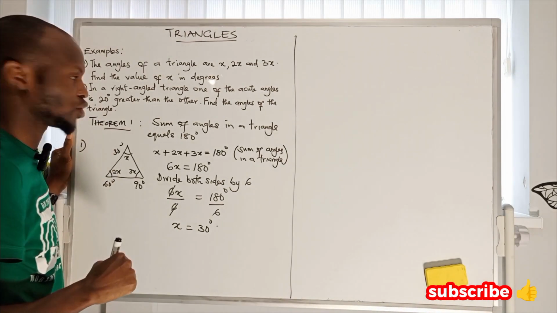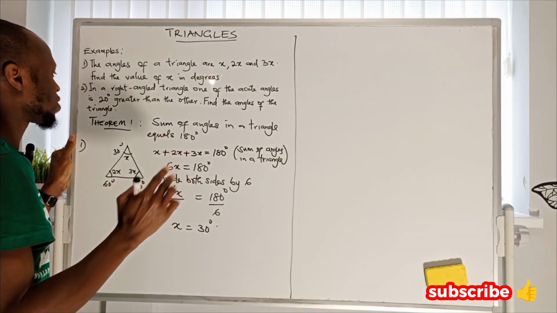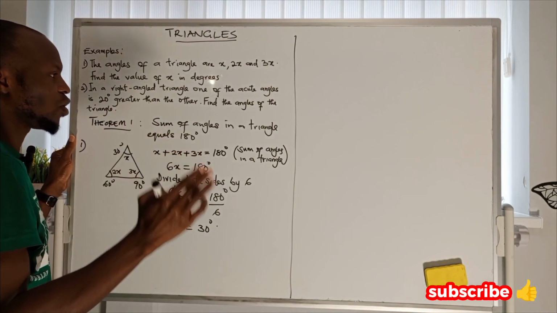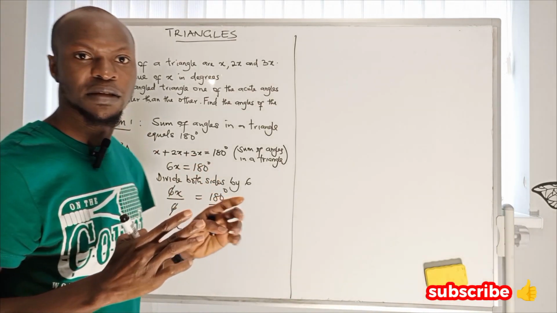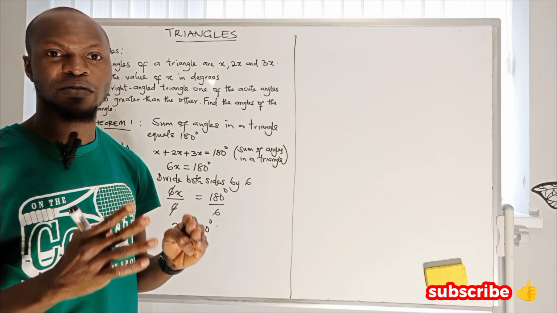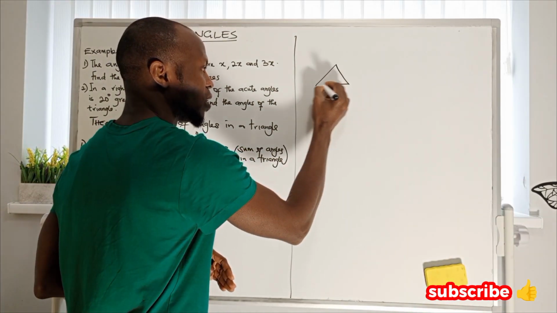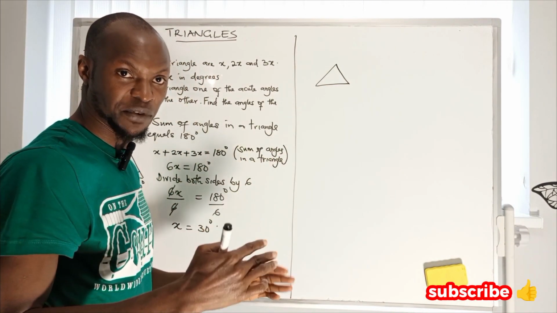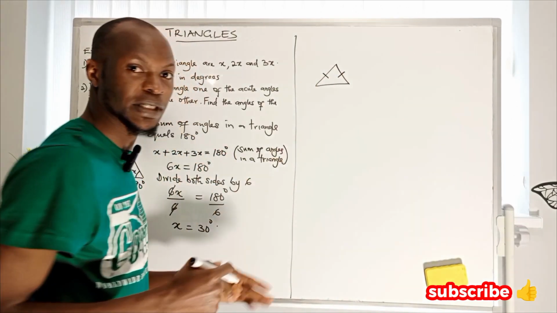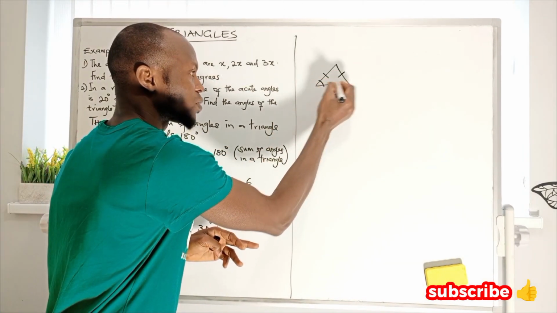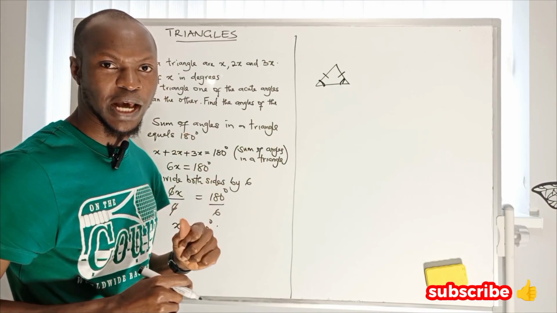Let's look at the second question. The second question says, in a right angled triangle, one of the acute angle is 20 degree greater than the other. Find the angle of the triangle. Don't forget, in my introduction, I told us that we have different forms of triangle. We have isosceles triangle. We still get to that in our previous classes. Isosceles triangles are triangles which two sides are equal and two angles are also equal. So this angle is equal to this angle. That is what we call isosceles triangle.